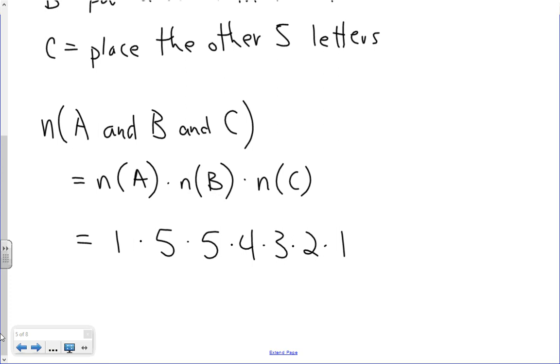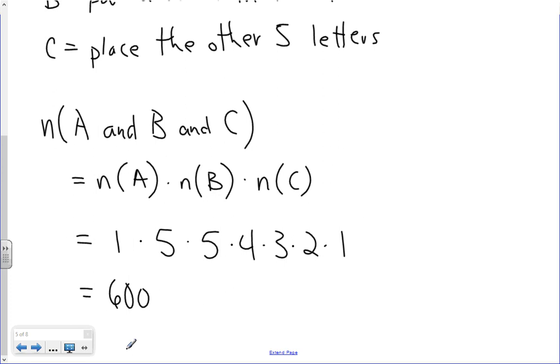So what do we end up with when we calculate that? Grab your calculator and check out what you end up with here. If you plug that in, 5 times 4 times 3 times 2 times 1, looks like we get 600. You can try that out on your calculator and make sure that you get the same thing, but that's what I'm getting.